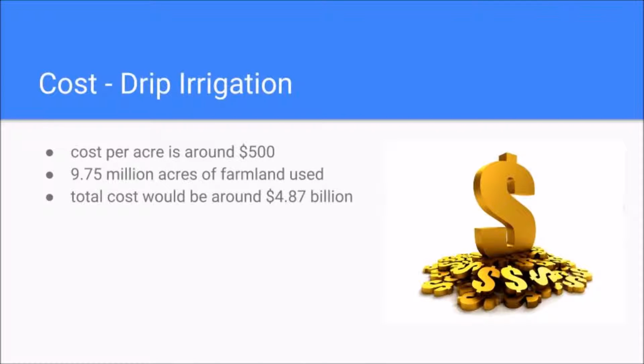The cost for our drip irrigation system would be around $4.87 billion. This was calculated by taking the cost per acre, which is around $500 per acre, and multiplying it by the 9.7 million acres of farmland used.